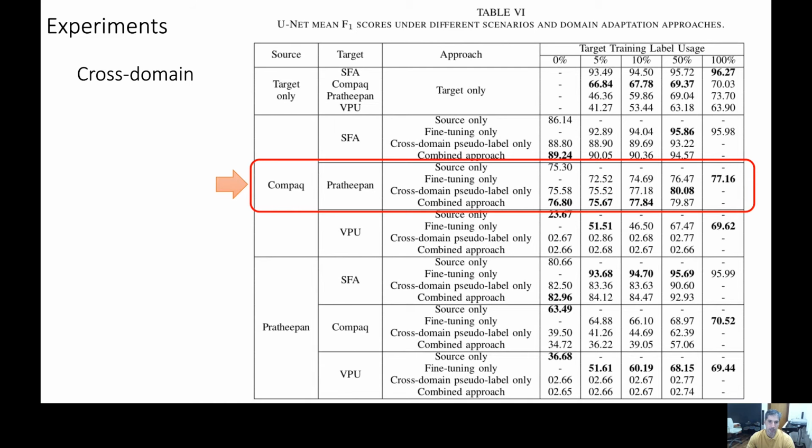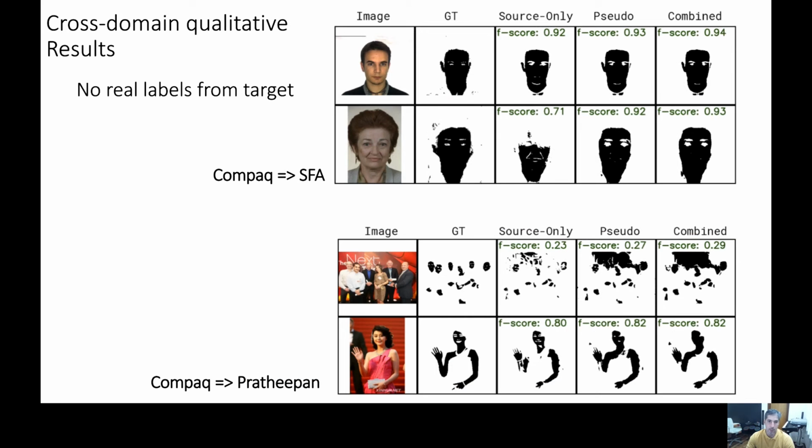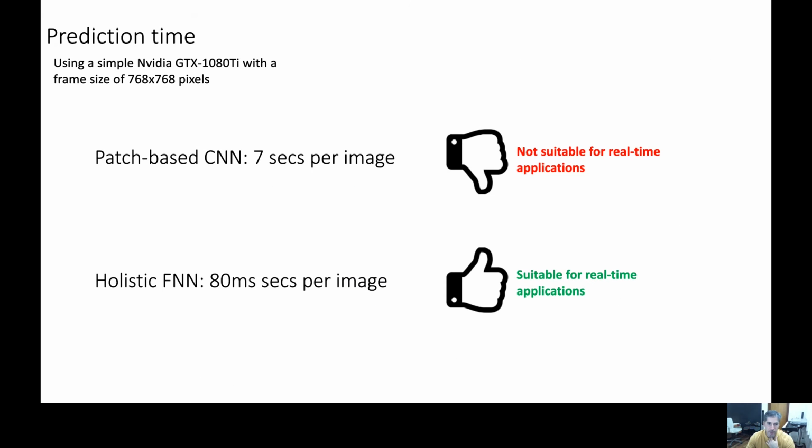Note that when using Compact as source and Pratheepan as target, the gain of the domain adaptation approach is very expressive when compared to target-only training. Using domain adaptation from Compact to SFA leads to impressive results. This observation completely refutes the criticisms of needing large datasets for training and lack of generalization power of deep neural networks. Another important aspect to be addressed is the criticism for the applicability of the CNN approach for real-time applications.